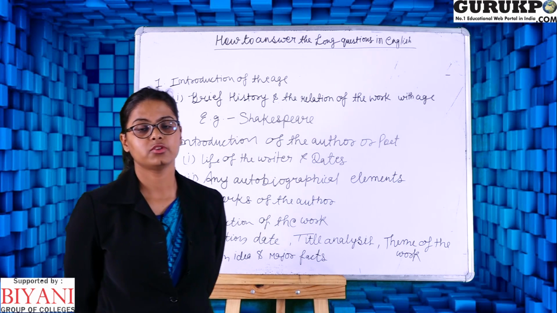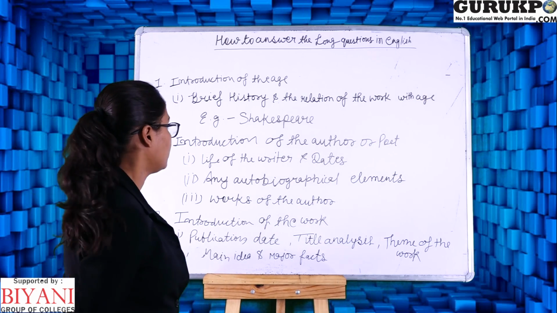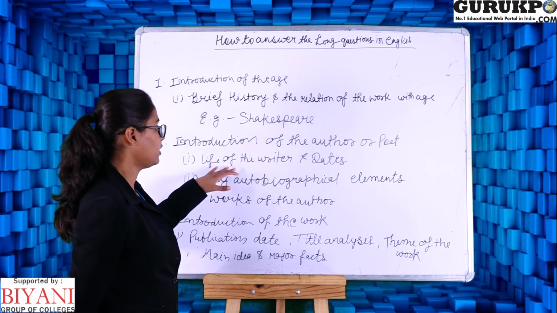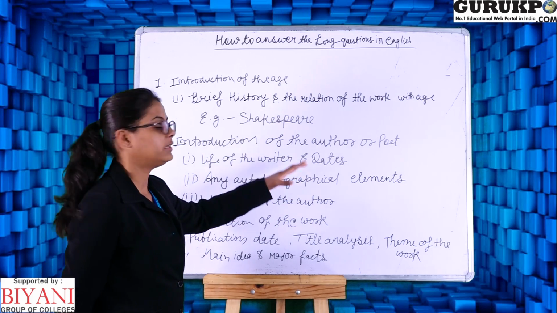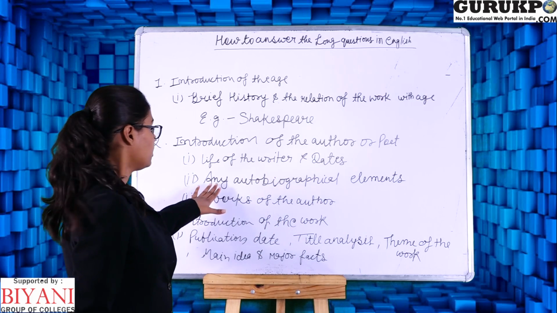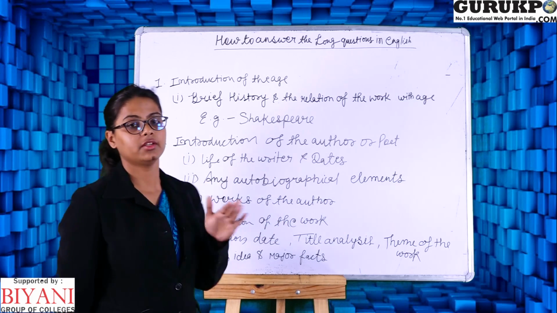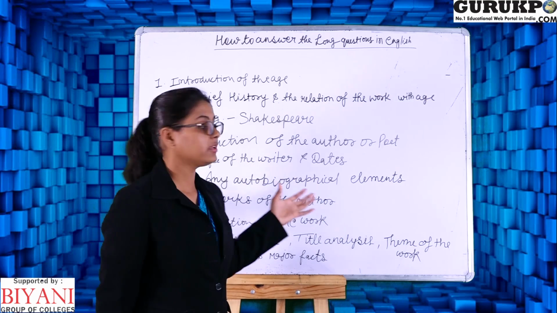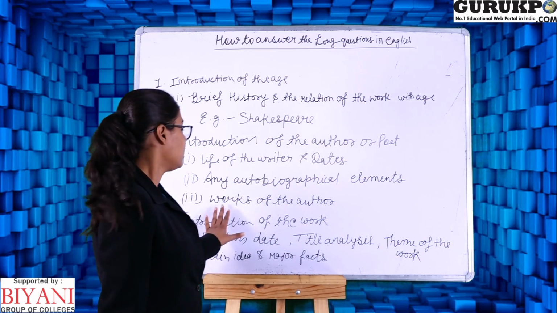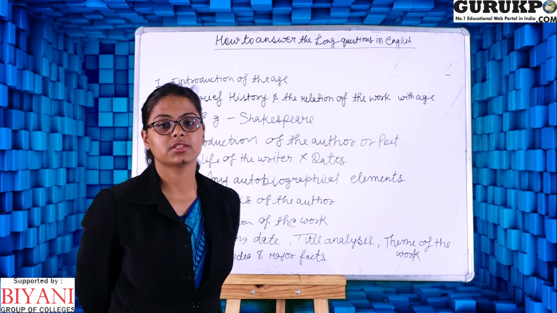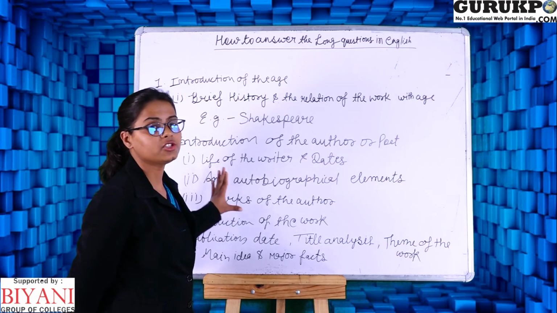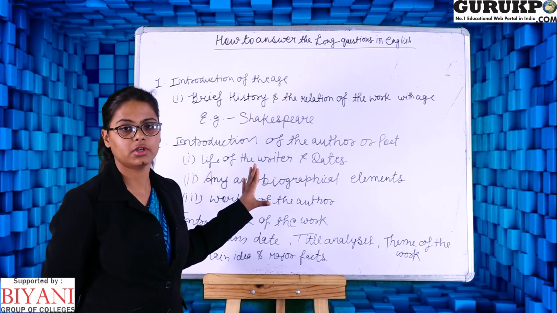Then you have to give the introduction of the author or poet. In it, you have to give a brief introduction of the life of the writer, and the birth and death dates of the poet. Then you have to relate the work. If there is any use of autobiographical elements in the work, you can also refer to some famous works of the author. It's very necessary that all these three details should be given in the introduction of the author or poet.